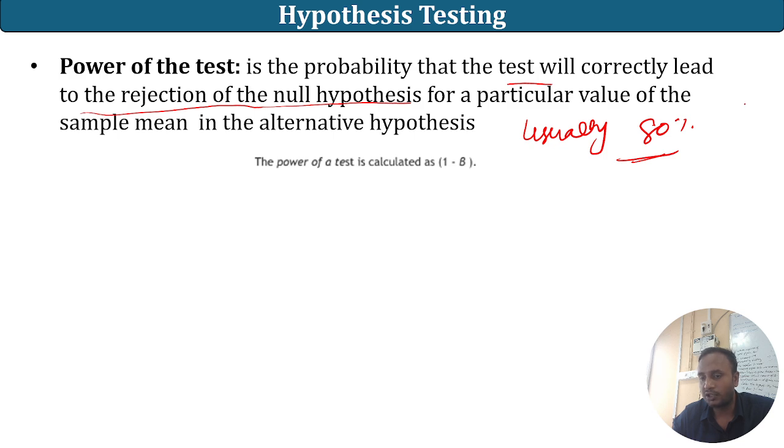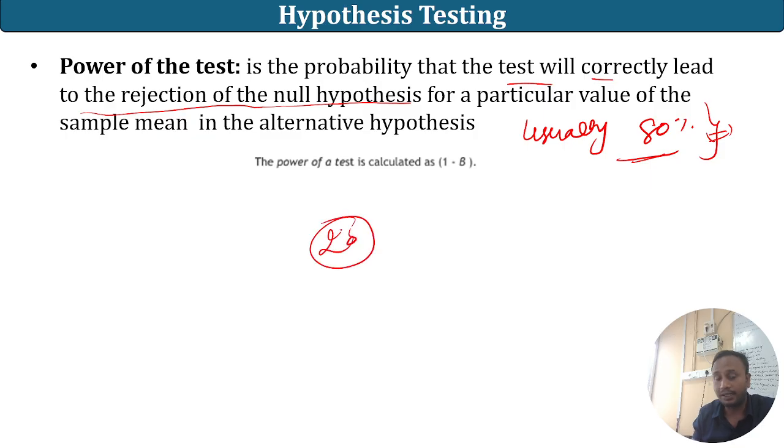The type 2 error should not exceed 20%. That is always the case. You can go to this week's lecture, the fifth week lecture, where the professor has explained that clearly. So the power of the test is the probability that it will correctly lead to the rejection of the null hypothesis. Still, there is a 20% chance that the error will occur, that sometimes we will not reject the null hypothesis.